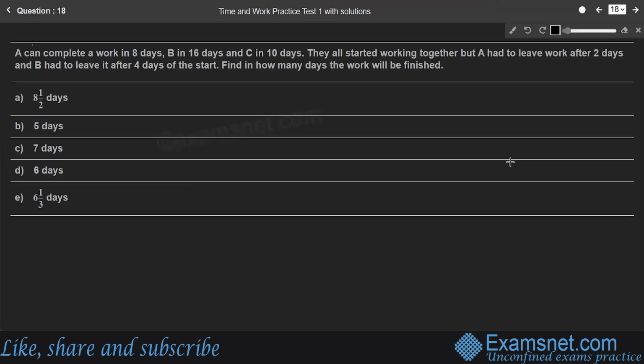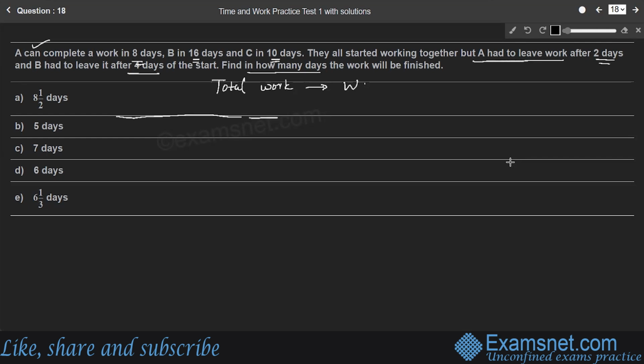Question number 18. A can complete a work in 8 days, B in 16 days, and C in 10 days. They all started working together, but A had to leave work after 2 days, and B had to leave it after 4 days of the start. Find in how many days the work will be finished. So, students, for our convenience, we'll consider W as the total work. It is given that A can complete a work in 8 days.